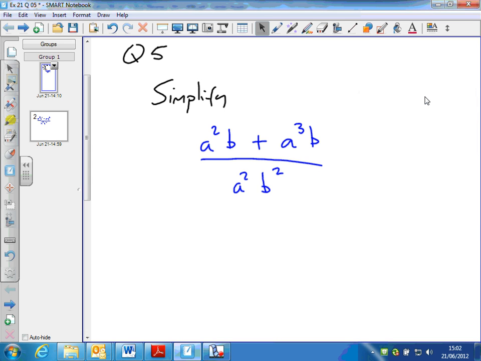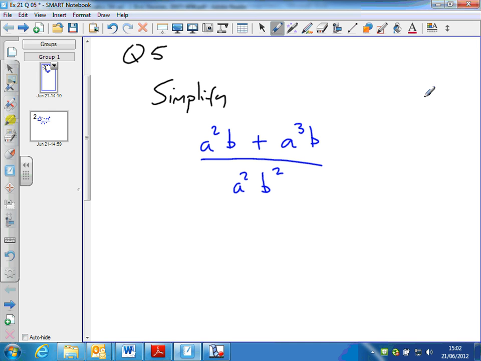Okay, question 5 in exercise 21. Simplify this expression. Again, I'm going to go through the solution and give you one to have a go at the end. So if you're looking at this worked solution, have a go at the one that follows, and the solutions are at the end. So how do we proceed with this one?